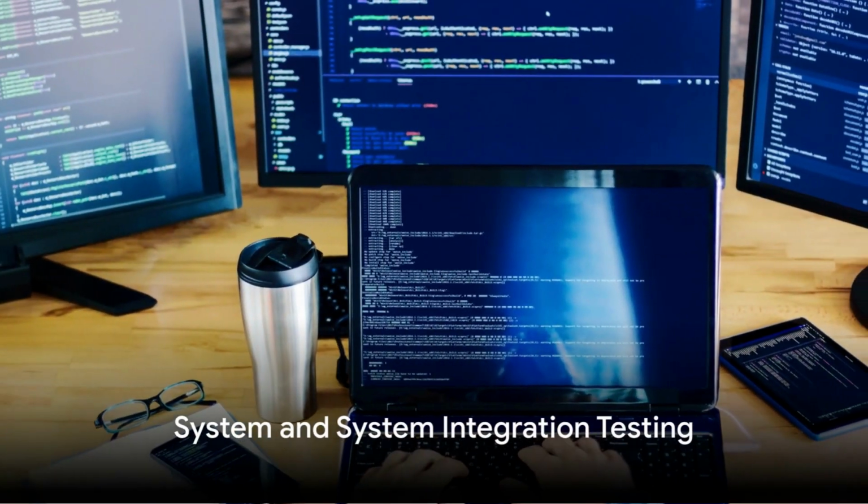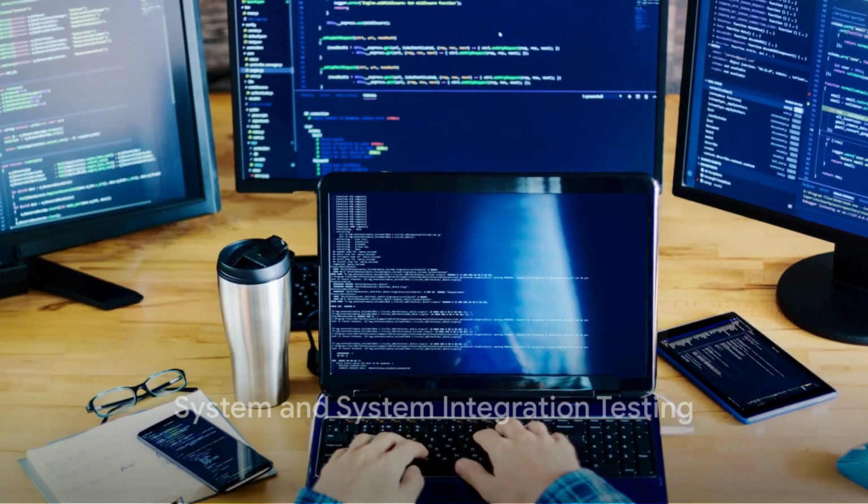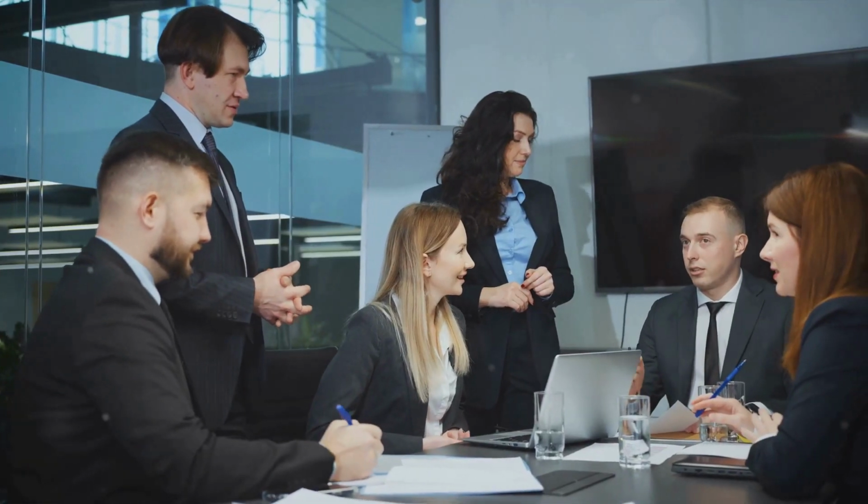Moving on to a larger scope, we have system and system integration testing. Let's start with system testing.